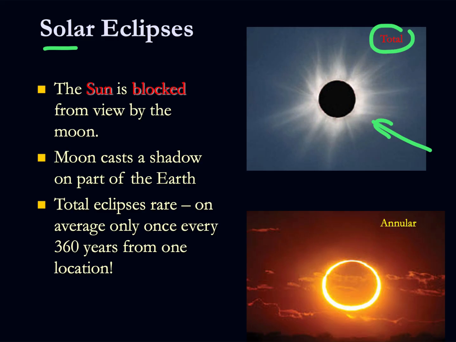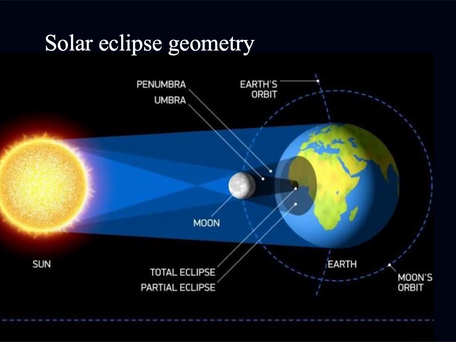Sometimes when the moon is at apogee, it's not large enough to cover the whole sun because it's farther away. So we get something called an annular eclipse. Here's the geometry of it.